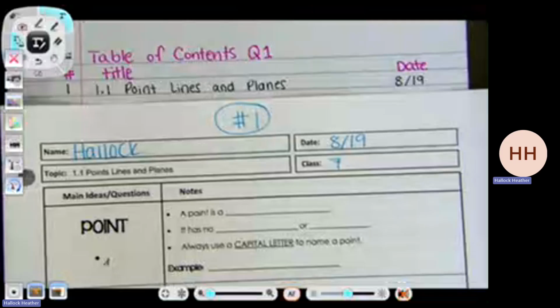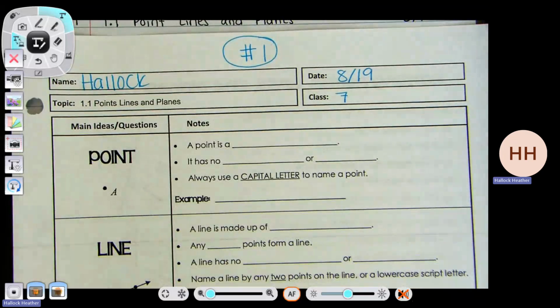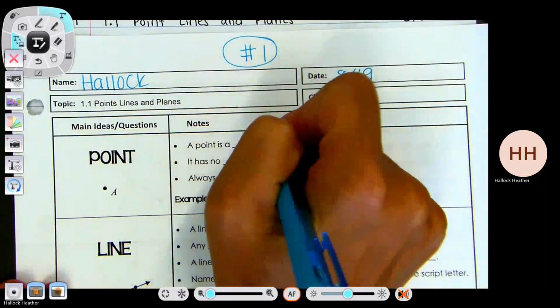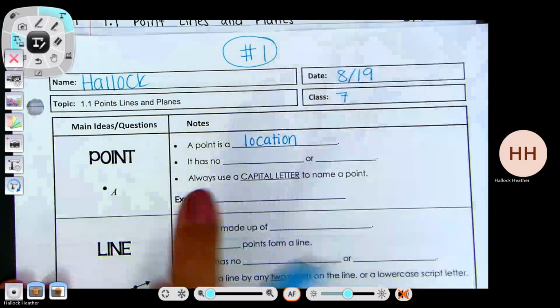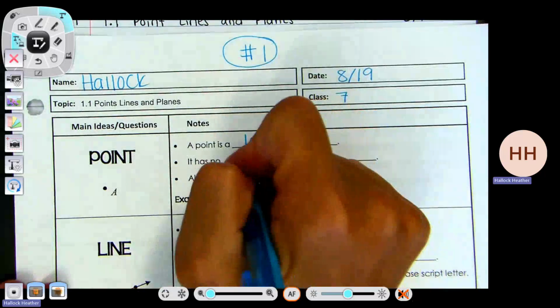So let's start with the first kind of vocab. So the first thing is a point, and you're like, a point is just a point. Well, a point is a point, but a point is technically a location. And a point has no shape or size.